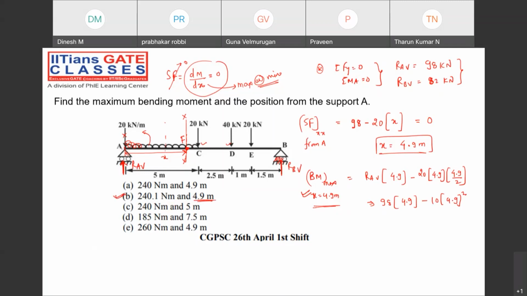Tell me, guys. If suppose they would have asked, what will be the maximum bending moment position from the point B? The answer must be 5.1 meter from B. Maximum bending moment location.